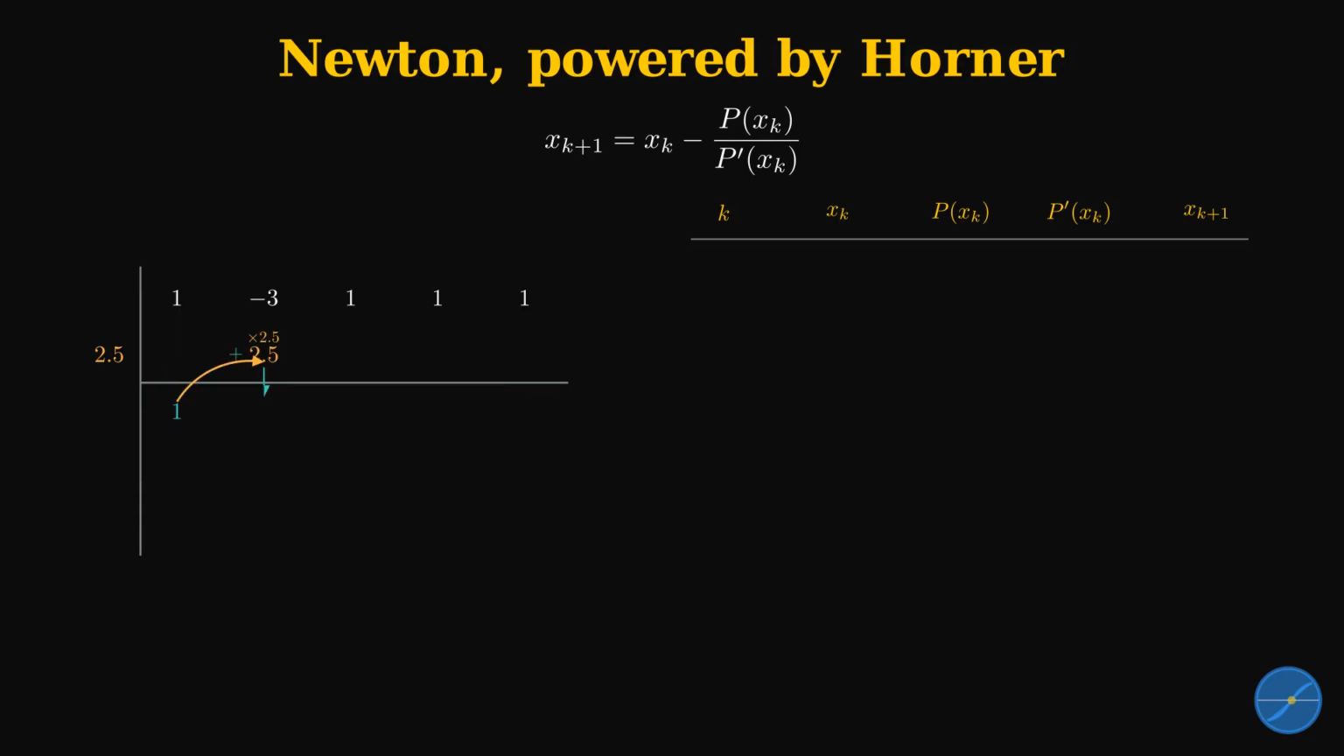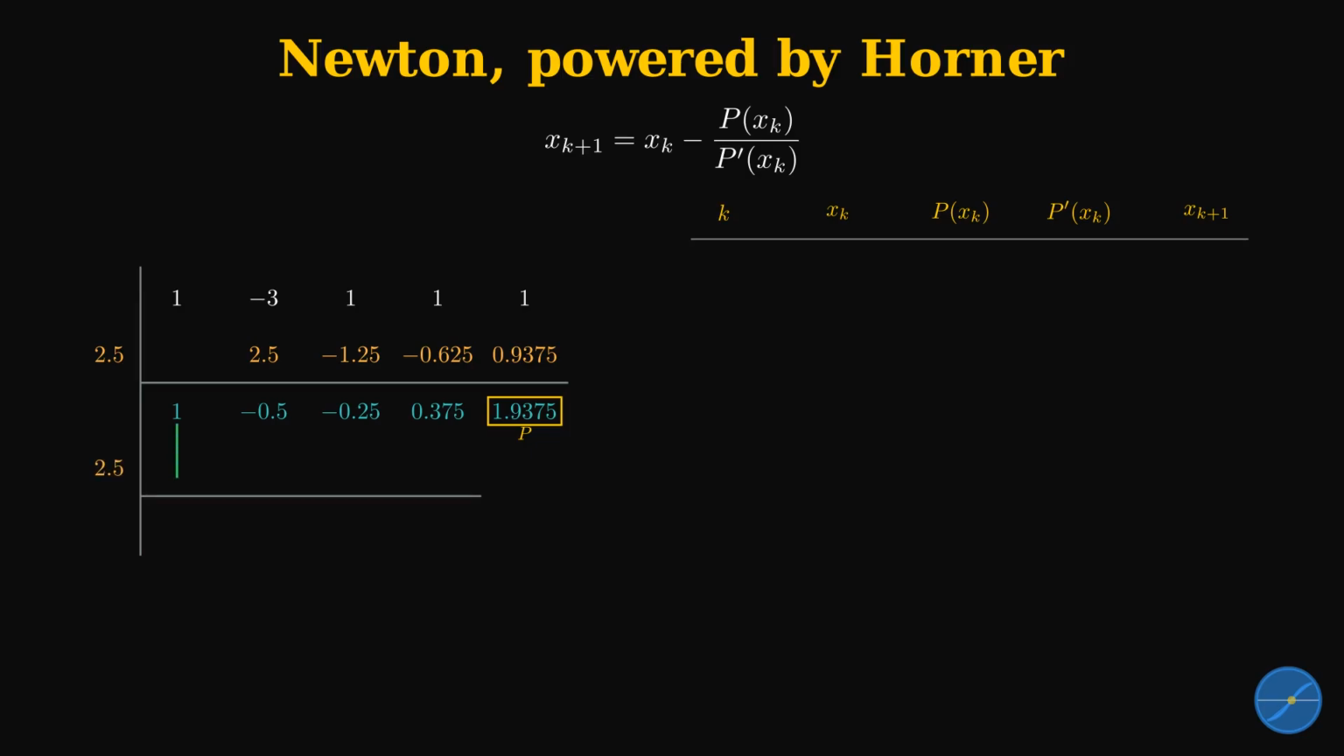1 times 2.5 is 2.5, under minus 3. Add: minus 0.5. Times 2.5: minus 1.25. Add: minus 0.25. Again: minus 0.625. Add: 0.375. Times 2.5: 0.9375. Add: 1.9375. The remainder is p at 2.5, that is 1.9375.